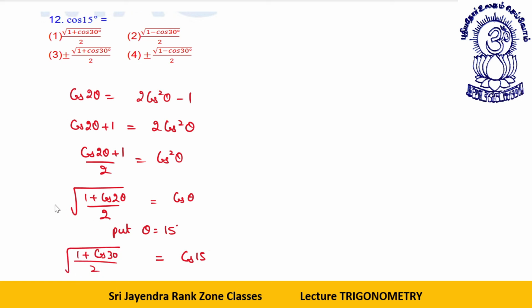Or actually it will be plus minus over here. Why? Because when you take an under root, it becomes plus minus like this. 1 plus cos 30 degree by 2. Do we have any such option? Plus minus over here. So option number 3 is the answer. You can have a glance over this before I proceed ahead. Next one.